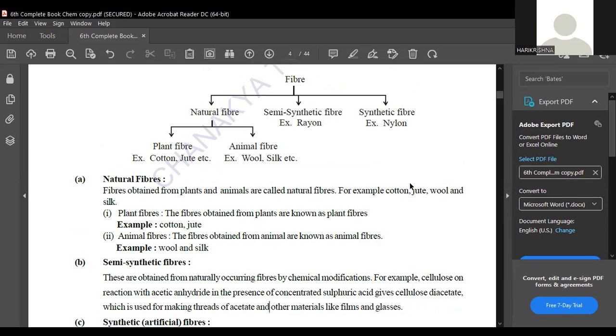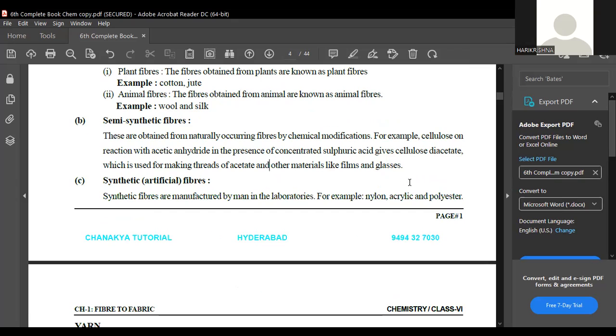Okay. So the first one is natural fiber, which is fiber coming from plant and animal sources. Cotton, jute, wool, and silk are the natural fibers. Again, the natural fibers are of two types: plant fibers and animal fibers. Now, semi-synthetic. Vedant, you can read that paragraph.